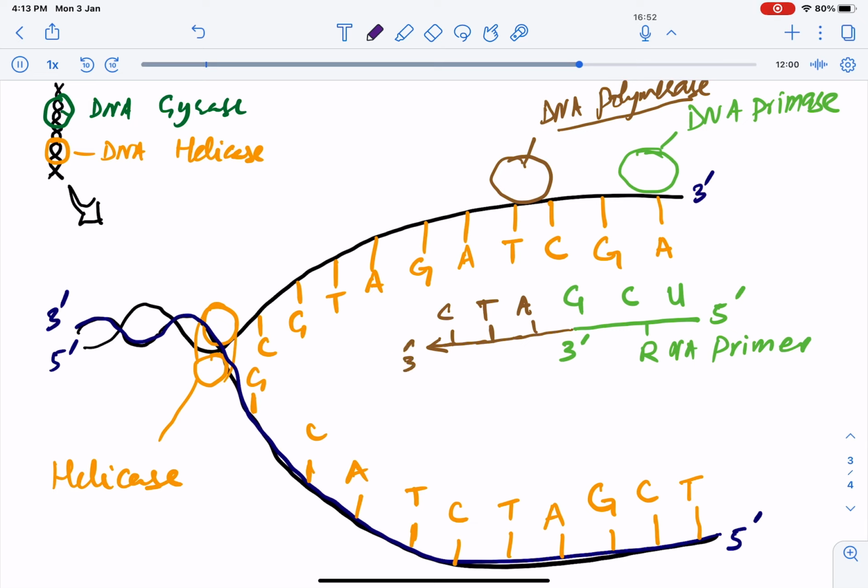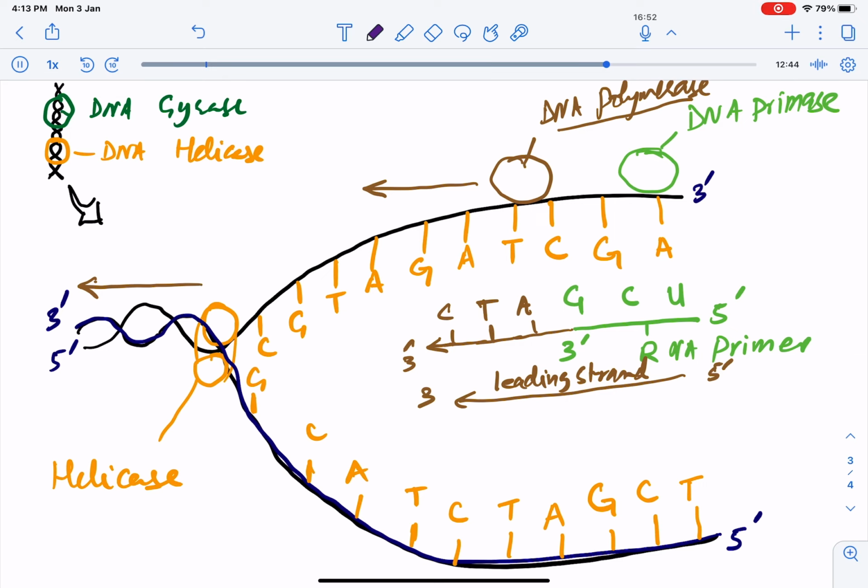Helicase continues to unzip this DNA strand, and the DNA polymerase moves in the same direction and keeps on growing this chain from 5' to 3' direction. So that is why this is known as a continuous strand, or maybe known as leading strand. This is known as leading strand, or it is known as continuous strand.